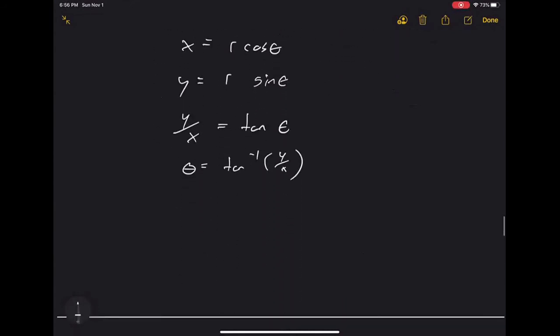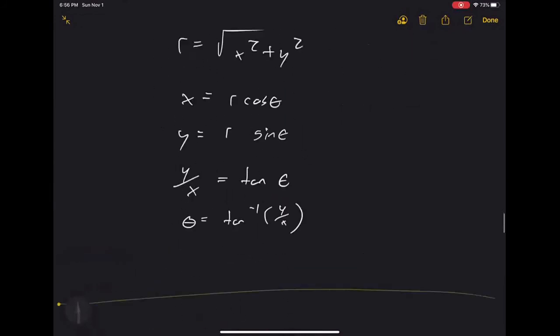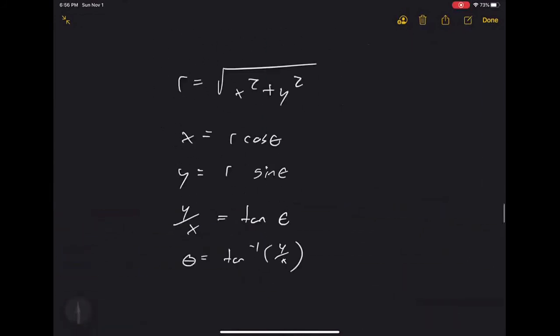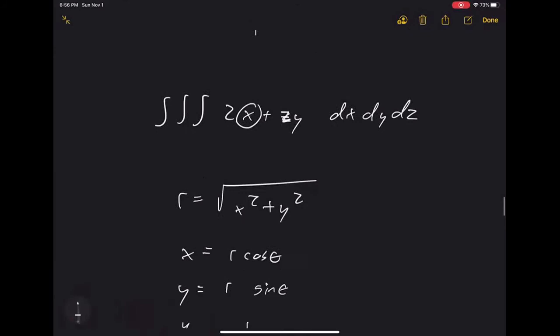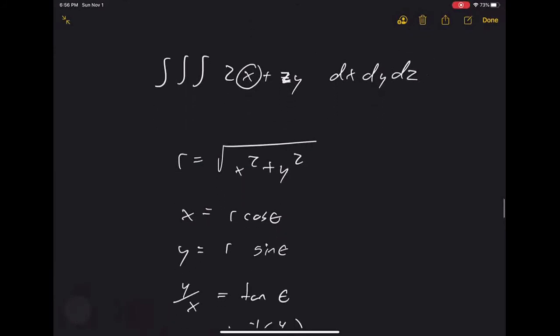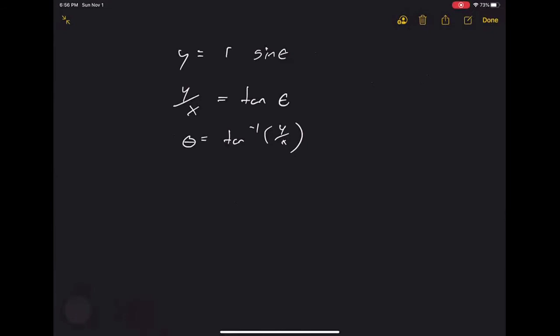So let's convert this. The function, the integrand, the stuff inside the integral, is easy to convert. We replace all our x's with r cosine theta, we replace our y's with r sine theta, and the z's are going to stay the same. We're not going to do anything to the z's. So my integral becomes 2 times r cosine theta plus z times r sine theta.